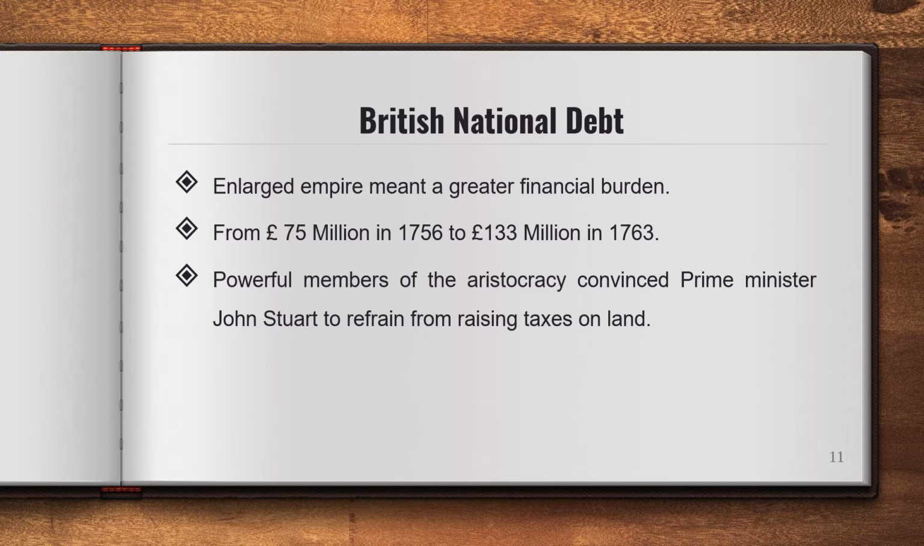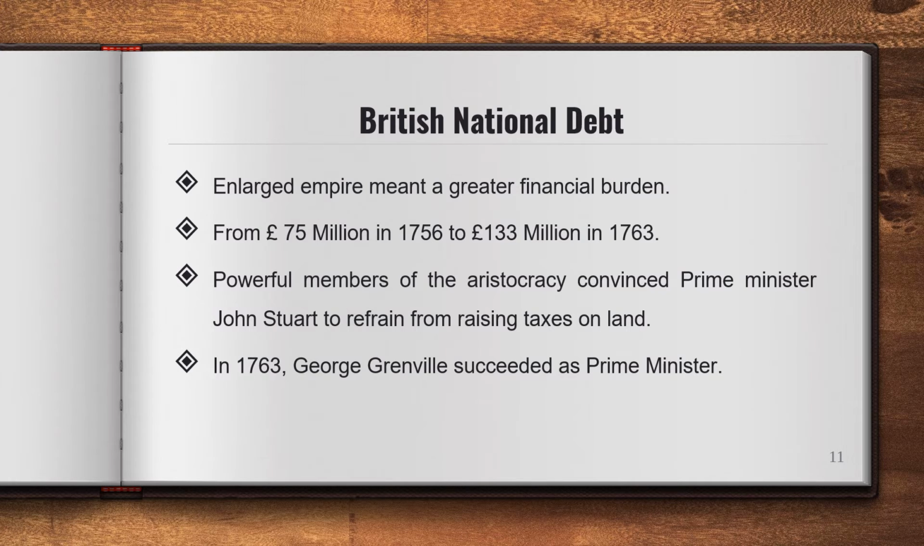So what happened is the greater tax burden fell on the lower classes in the form of raising import duties, by raising the prices of imported goods, just like sugar and tobacco. And in 1763, George Grenville succeeded as Prime Minister. He limited government spending and ensured that American colonists did their part to pay down the huge debt as subjects of the British Empire.